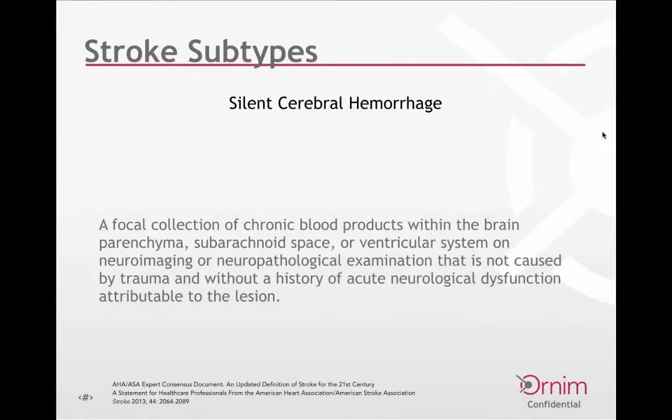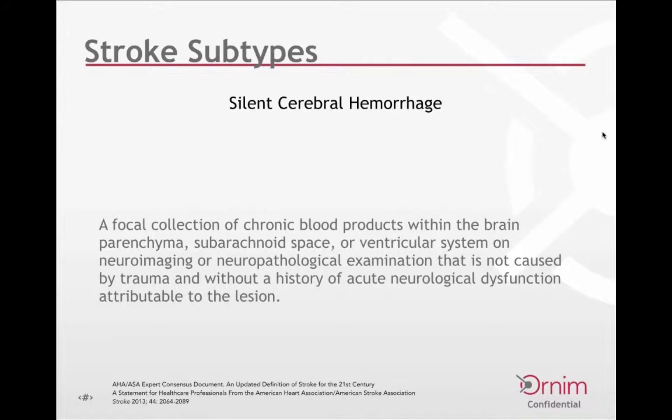And again, as with ischemic infarctions, it is possible to have silent cerebral hemorrhage. In this case, a focal collection of chronic blood products, again within the brain parenchyma, subarachnoid space, or the ventricular system. And typically this is seen on neuroimaging or neuropathological examination, but in the setting where there's no trauma and there's no actual clinical history of acute neurological dysfunction that could be attributable to that lesion.